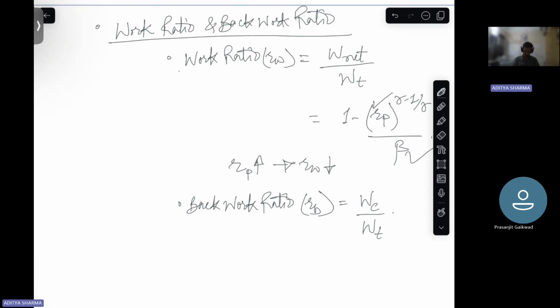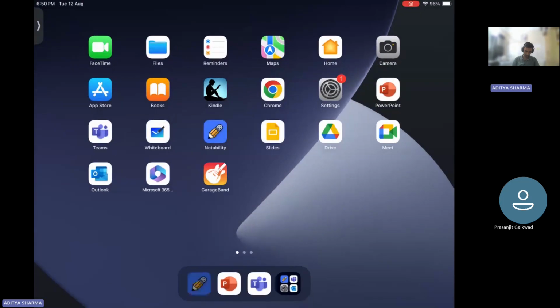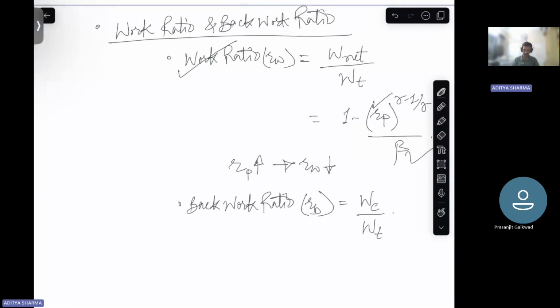Sorry. So this is your work ratio. So what happens with increase in pressure ratio, decrease in pressure ratio? With increase in pressure ratio, what happens? If you increase the pressure ratio, what will happen to this term? Because pressure ratio is in the numerator, this term will increase.